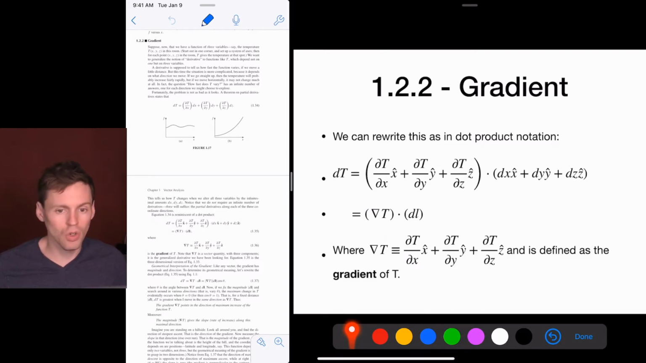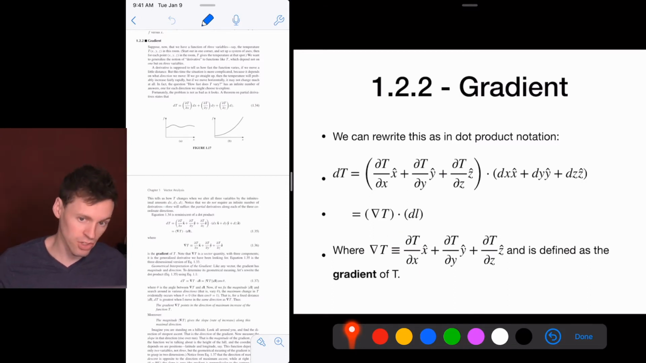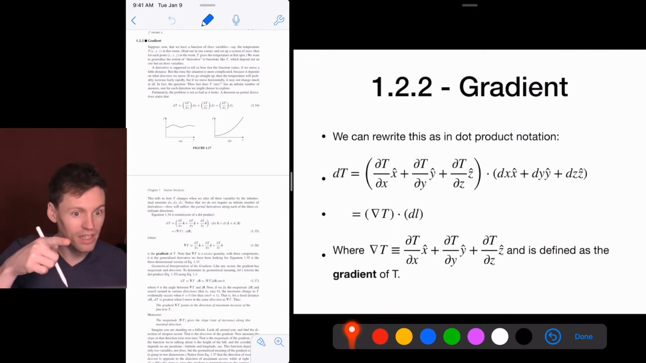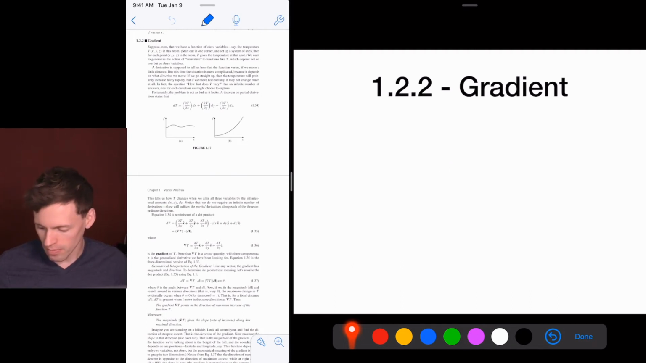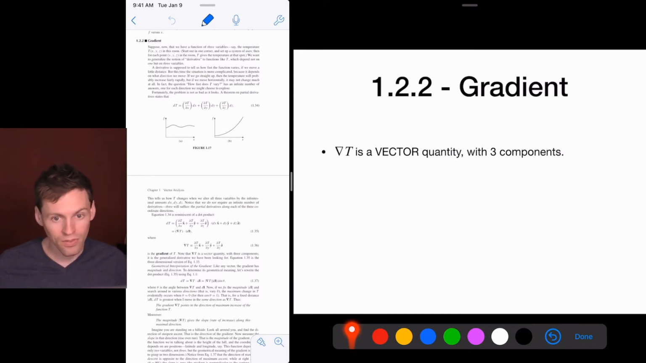So this is a shorthand notation. If we want to talk about this operator, this derivative function on our temperature value, we can write it as this: del T is defined as the derivative of the scalar function with respect to just its x-coordinate. The result of that points in the x-hat direction, the result of this points in the y-hat direction, and the result of this points in the z-hat direction. Okay, so this dotted into this little dl element is allowing us to figure out how it's working when we point it. Okay, so del T is a vector quantity with three components.